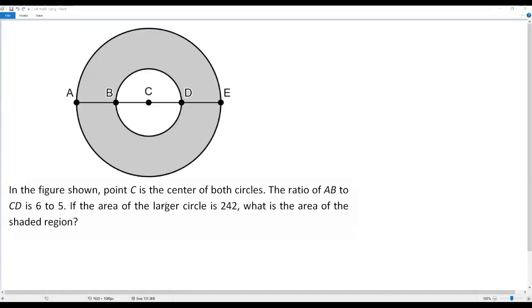In the figure shown, point C is the center of both circles. The ratio of AB to CD is 6 to 5. If the area of the largest circle is 242, what is the area of the shaded region?